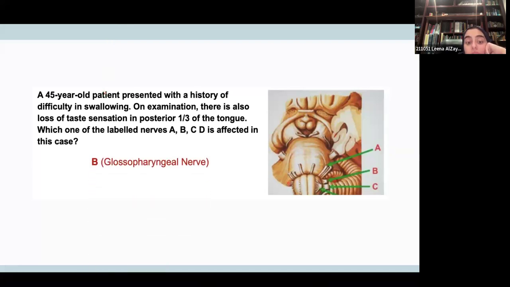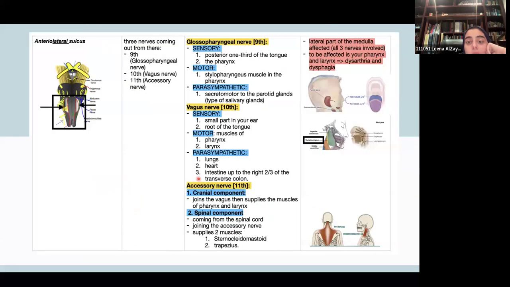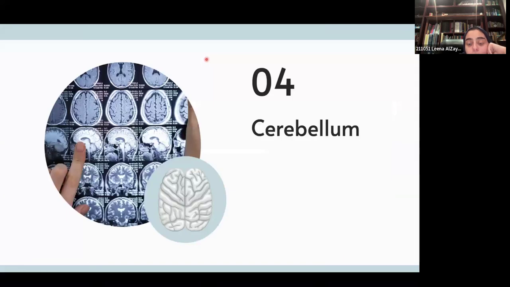Okay, so the answer is glossopharyngeal nerve, typically because of the loss of sensation in the posterior 1/3 of the tongue. And the glossopharyngeal nerve is this nerve over here. Sorry, this isn't edited, but the glossopharyngeal nerve is over here. Okay, glossopharyngeal, we said posterior 1/3 of the tongue and the pharynx, stylopharyngeus muscle of the pharynx as well. That's why he had difficulty swallowing.